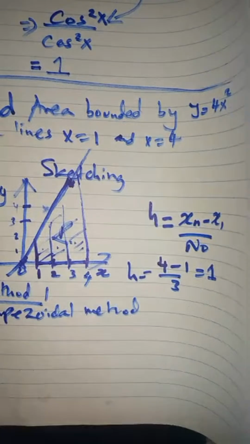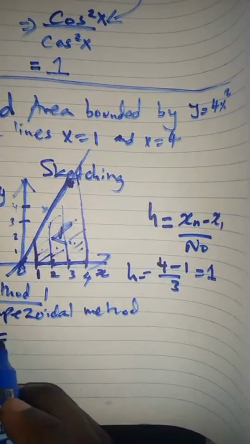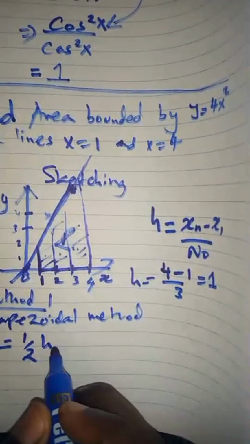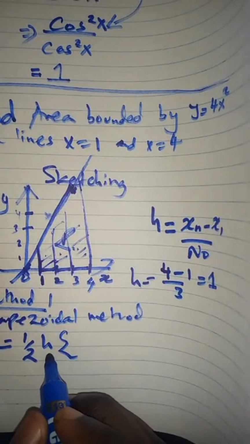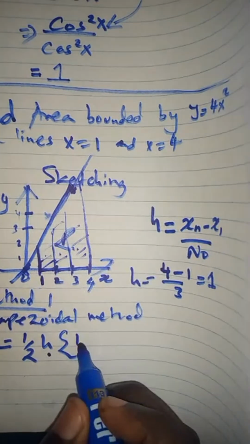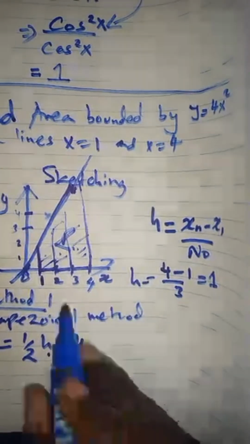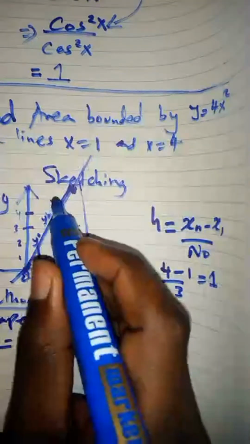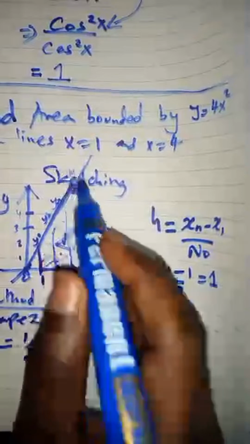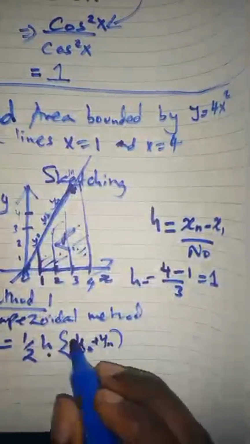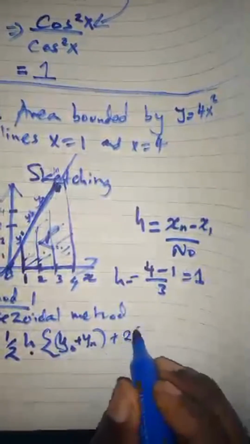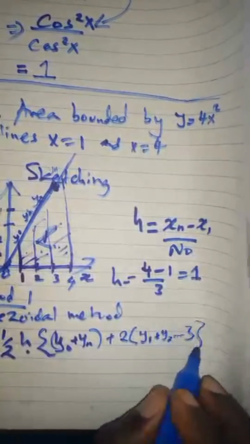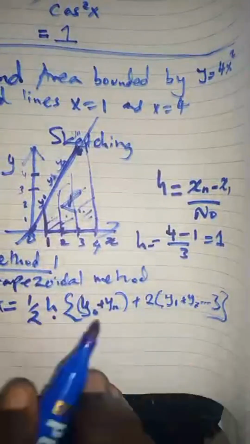The formula says that when I want to find area, I take a half of that height, take the initial value of y. These are y0, y1, y2, up to yn. So y0 plus yn, and then multiply by 2 the remaining y1, y2 and so on. That is what the formula is saying.